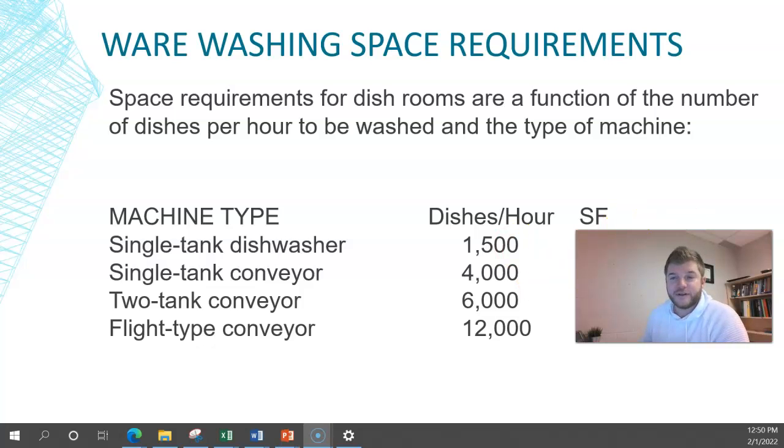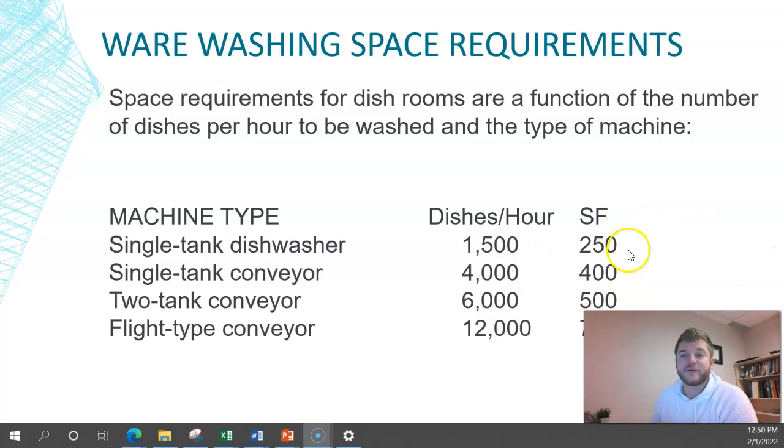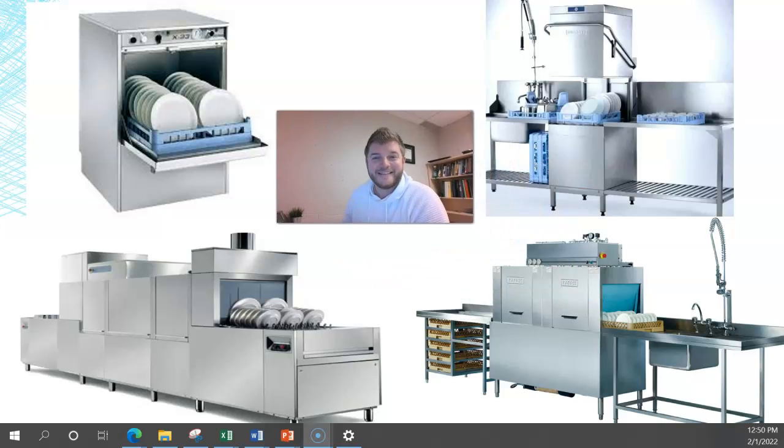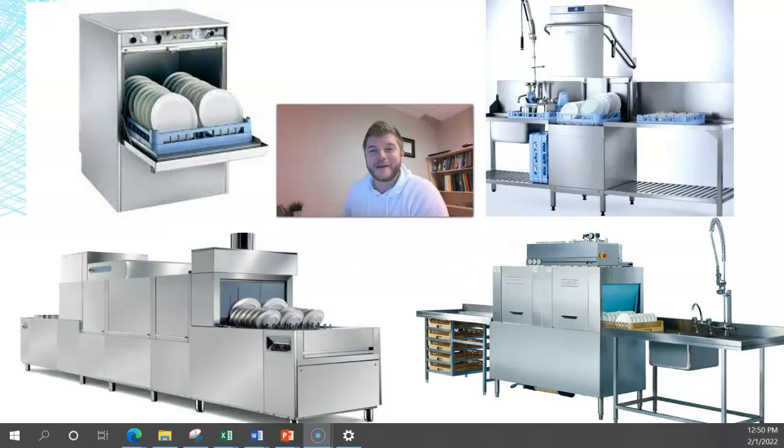There are a couple different types of dishwashers that you can do depending on your size. So this is the square footage that it takes up and how many dishes per hour that you can expect that this one can do. A single tank machine, which is what we saw, is 1,500. A conveyor is 4,000. There's 2 tank, and then there's a flight type, which I'll show you what a flight looks like. So this is a conveyor system here.